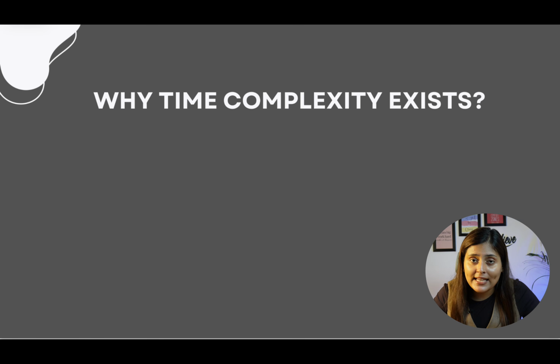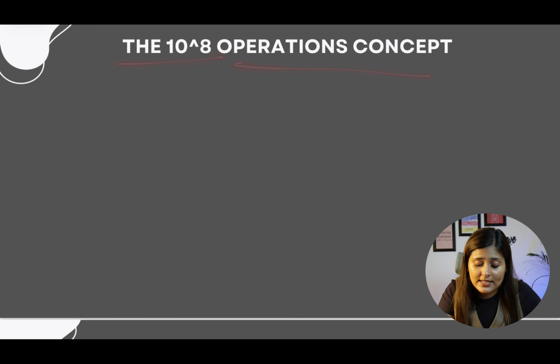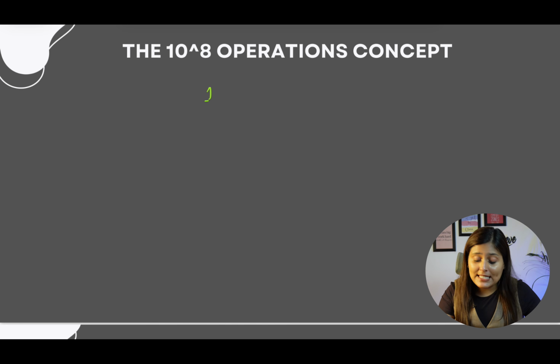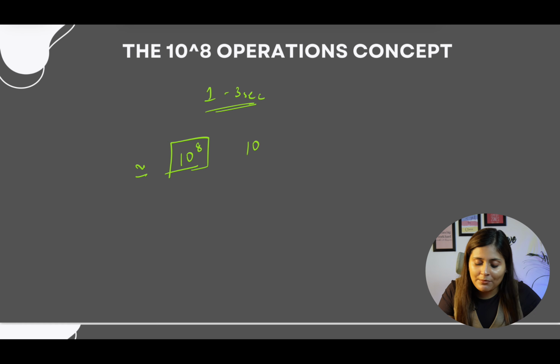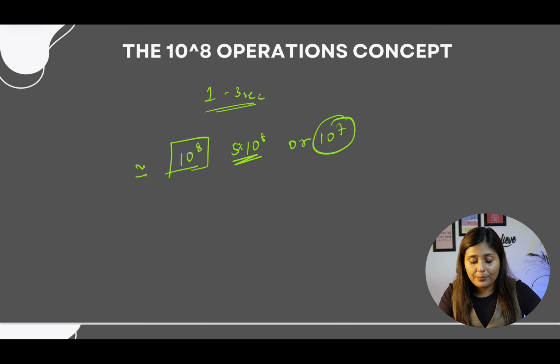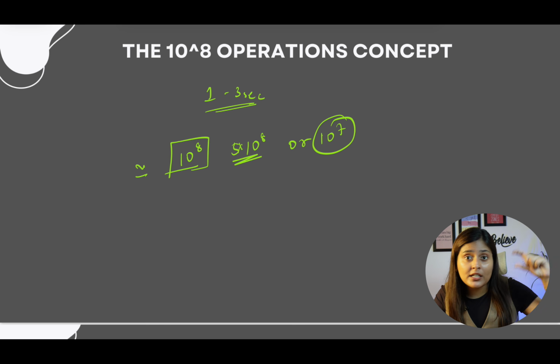Now why 1 to 3 seconds? Depending on the platform, sometimes on the hardware and sometimes on the language, the number of operations that can run within that 1 to 3 seconds might vary. Now the next thing is, what is this 10^8 operations concept? As said, in the given 1 to 3 seconds, the number of operations that can run is nearly 10^8. Nearly, not exactly. It can be 5 into 10^8 also, or 10^7 also, depending on the logic. And we know that in every problem we are given a constraint.